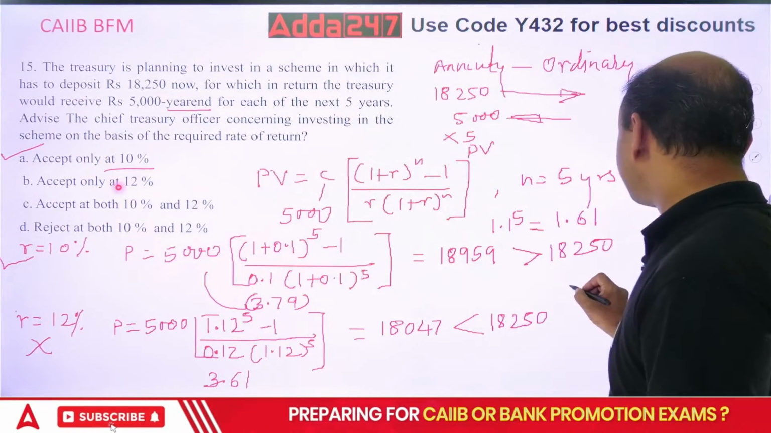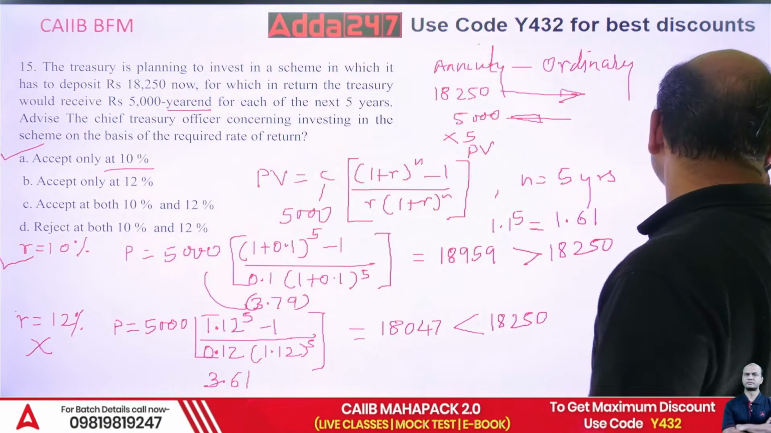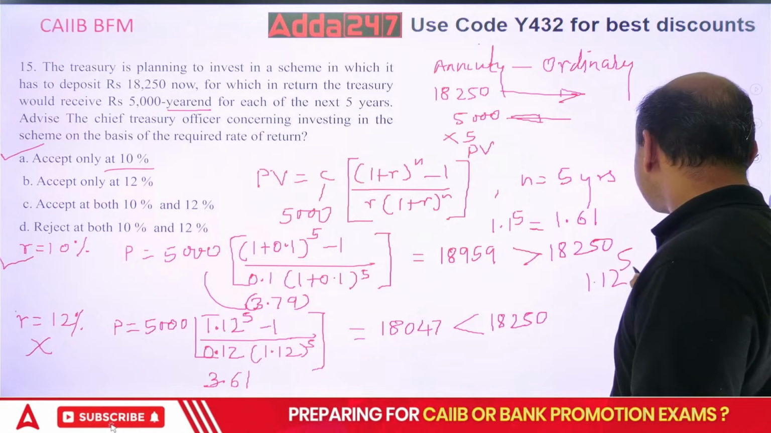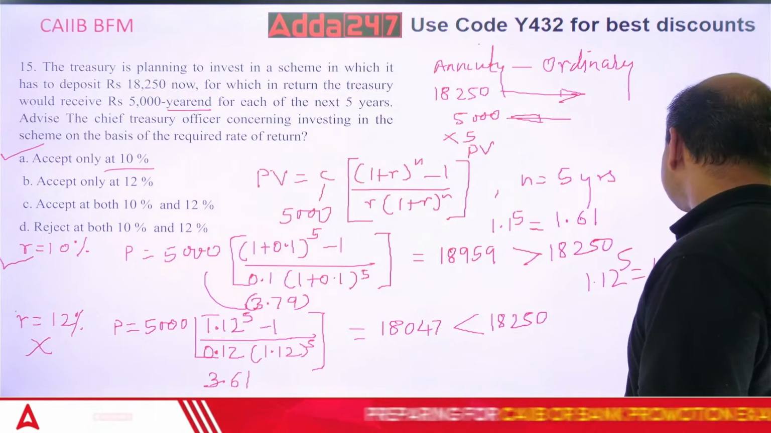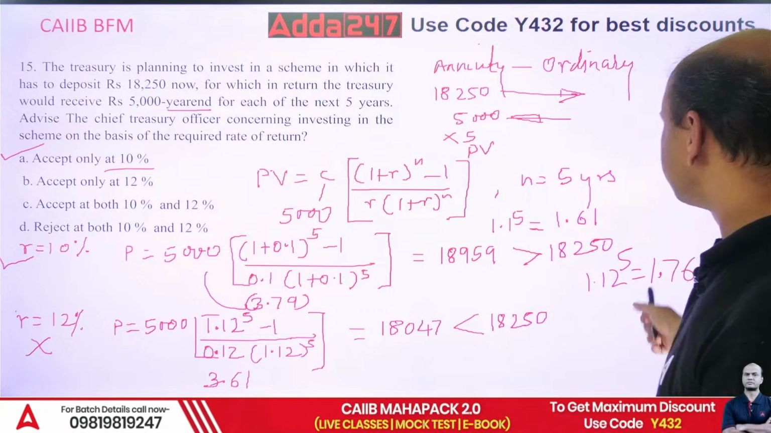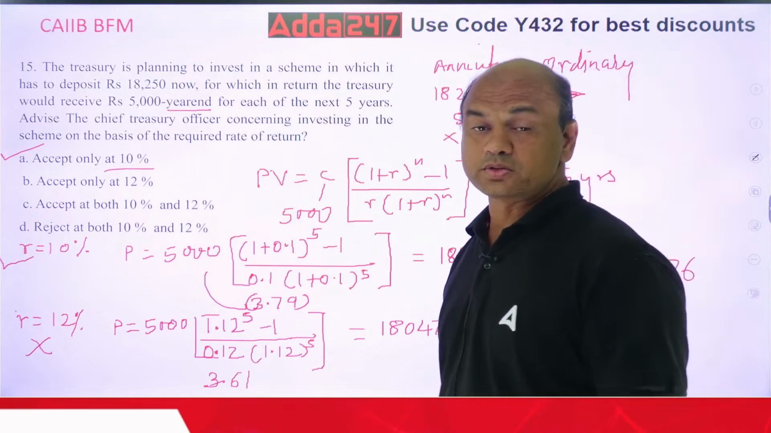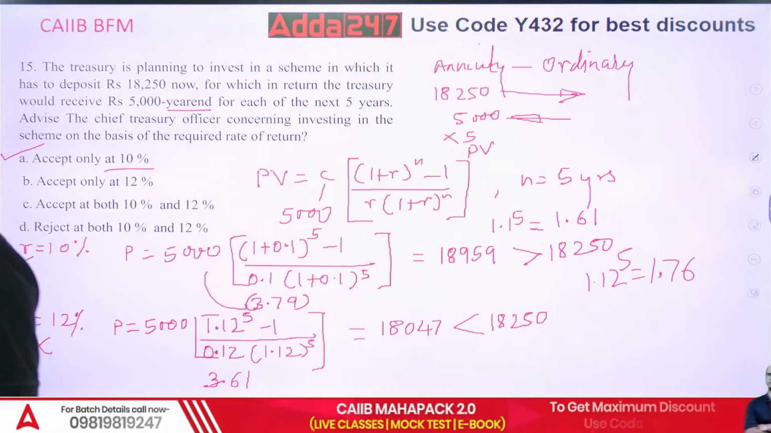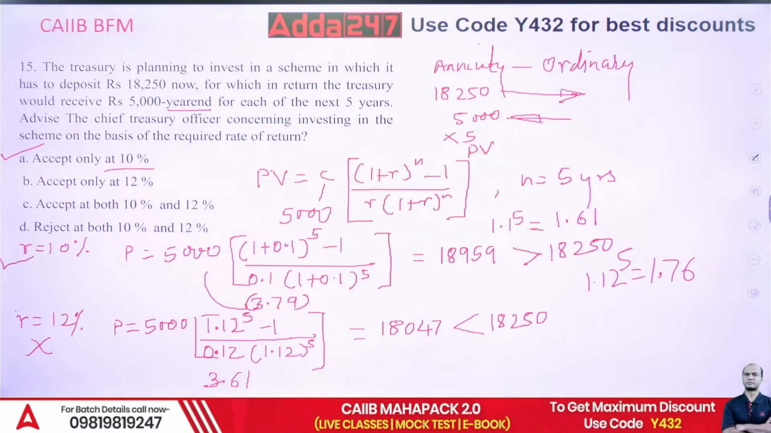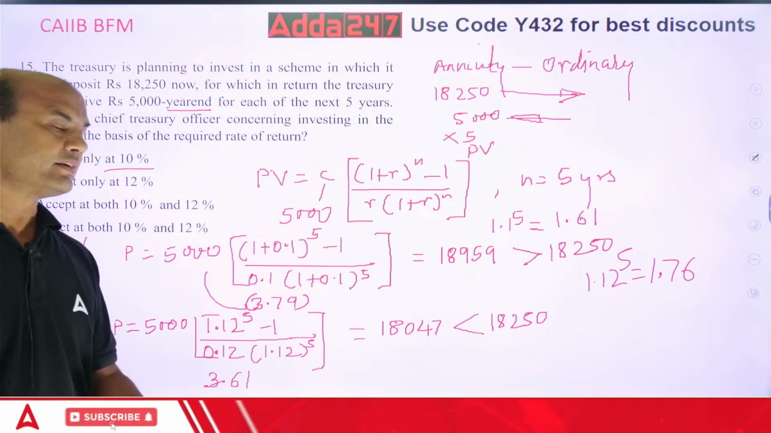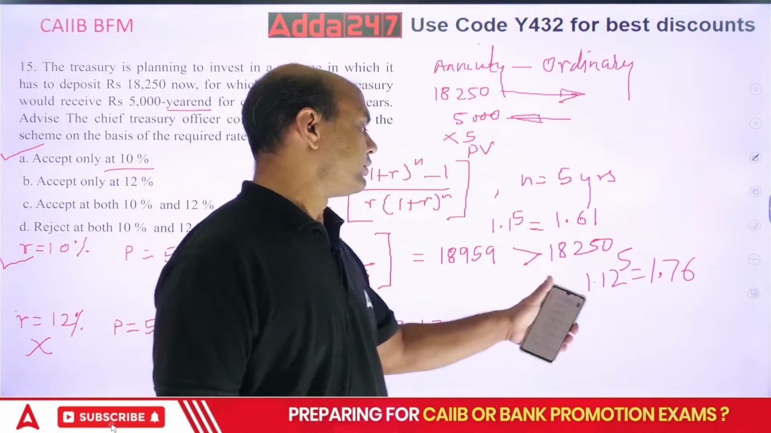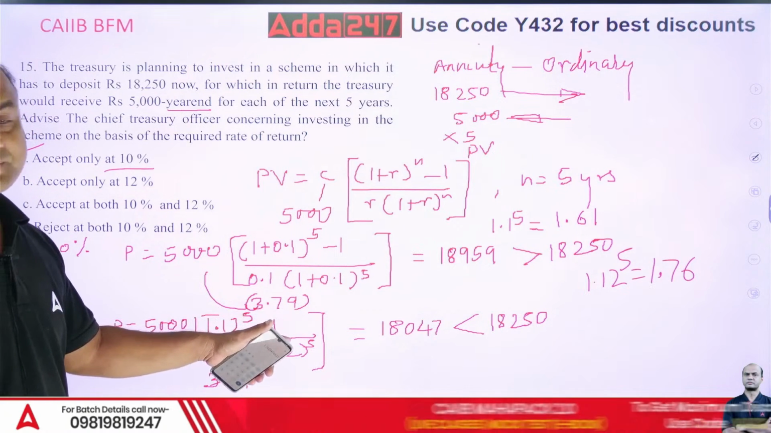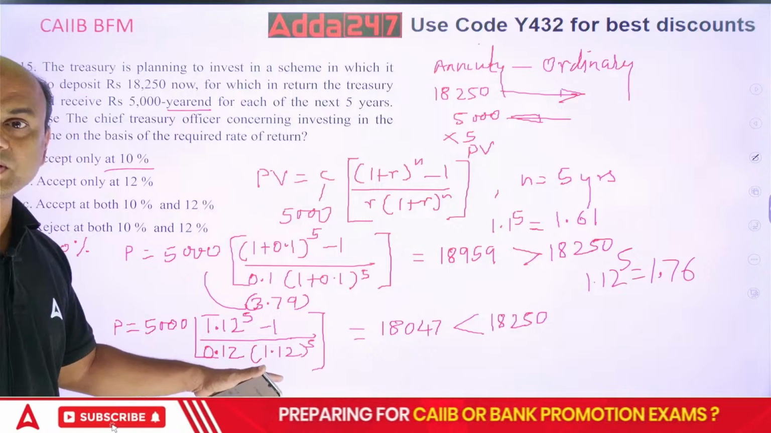1.12 raised to 5, I am getting this as 1.76. Are you also getting it? Everyone, are you guys also getting 1.76? All of you must get this. So now, this 1.76, write it over here: 1.76 minus 1 upon 0.12 into 1.76.